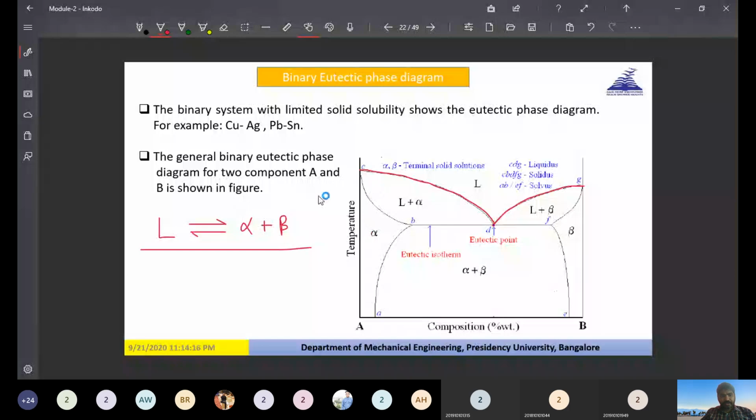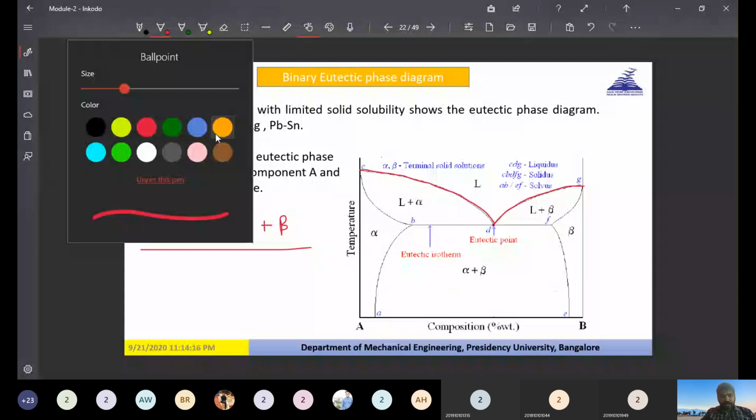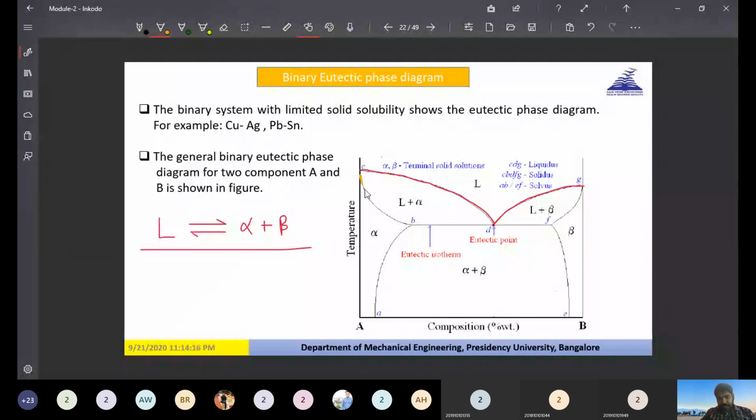And what is this line? Let me draw another line and ask you. Tell me what this line represents. This orange line, what does it represent? Solidus line, sir. Solidus line, correct. If I ask you to define the solidus line, how can you define it?